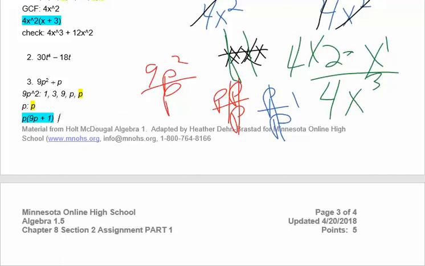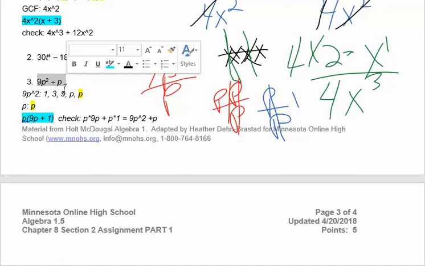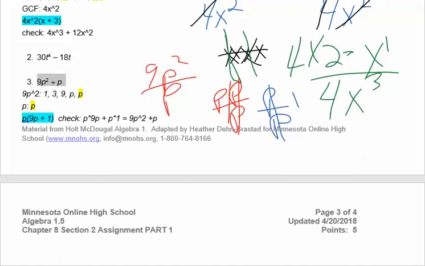And you would check it by multiplying back. So you would take p times 9p, and then you take p times 1. You're doing the distributive property. And if you simplify that, you should get the exact same thing we started with. What is p times 9p? Well, p times p is p squared. So that would be 9 times p squared. And then p times 1, of course, is just p. So 9p squared plus p matches our original problem of 9p squared plus p. So then we know that we have the right answer.